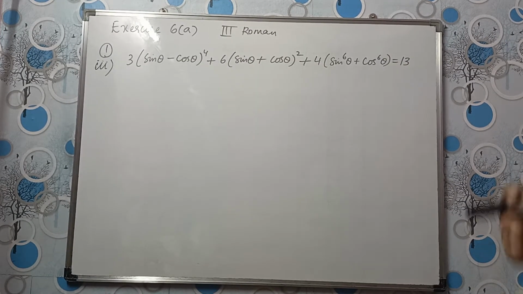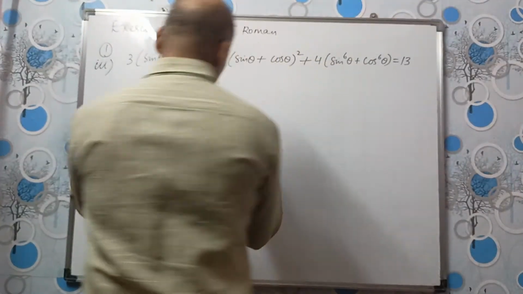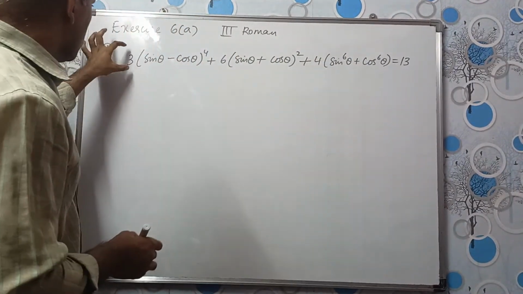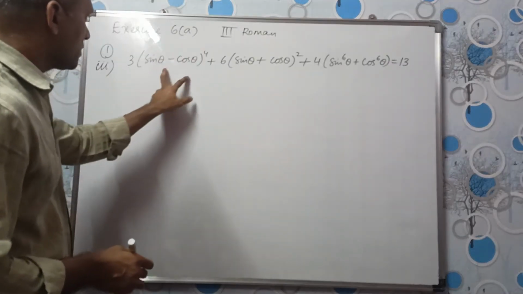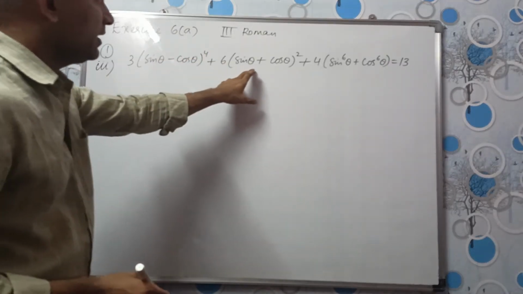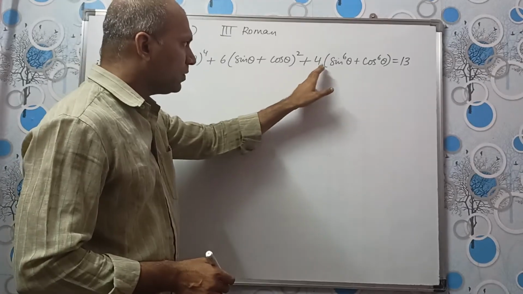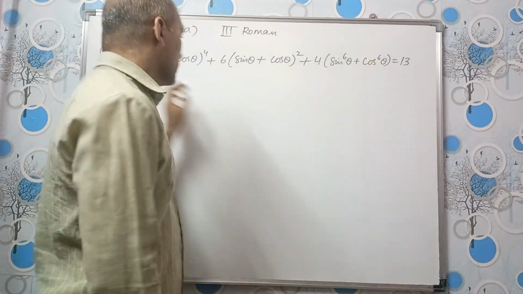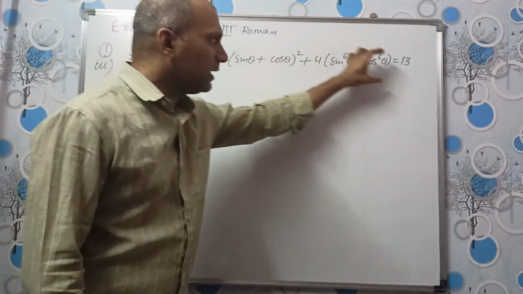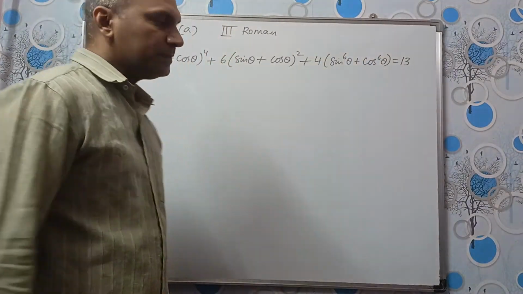Okay. We have an interesting problem here. It is a little lengthy. Okay. 3 times (sine theta minus cos theta) raised to the power 4 plus 6 times (sine theta plus cos theta) square plus 4 times (sine power 6 plus cos power 6) is equal to 13. We should prove that this whole LHS is equal to 13.